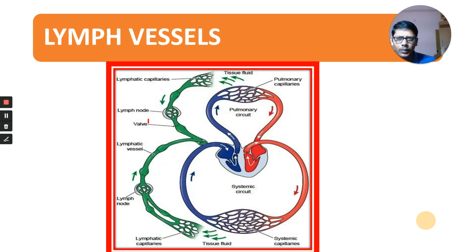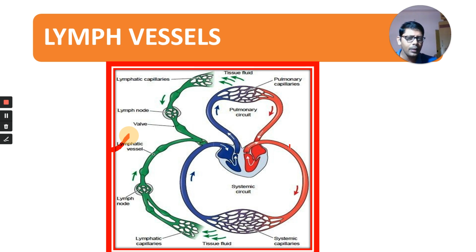This is the structure of the lymph vessel. You can observe here lymph capillaries. Lymph capillaries unite and form lymph vessels, and the lymph vessels join and form lymph duct. The lymph duct is releasing the lymph into the venous system.